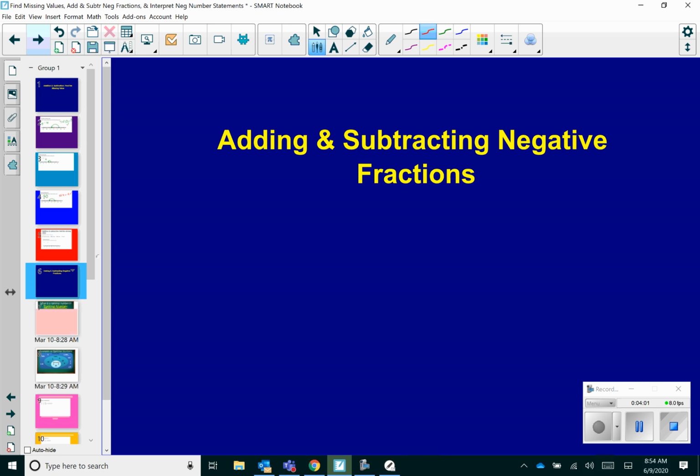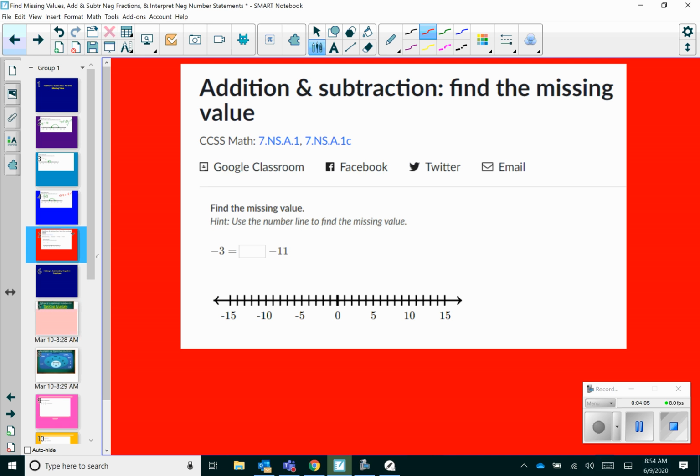Okay, moving on to, I think I had one more problem here. There we go. All right, so here we've got -3 equals blank minus 11. Again, we're missing the starting point, but we know that our ending point's at -3. So let's plot a point there. And I can see that I'm subtracting 11 from my starting point.